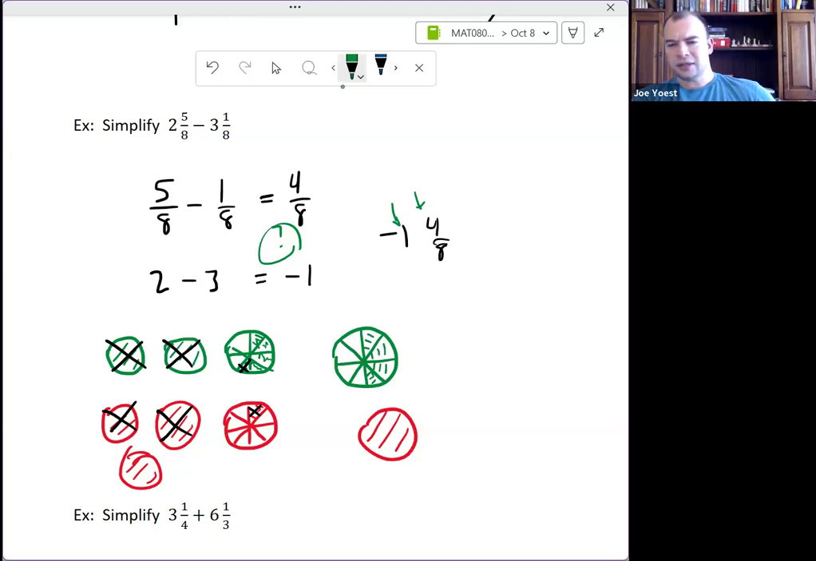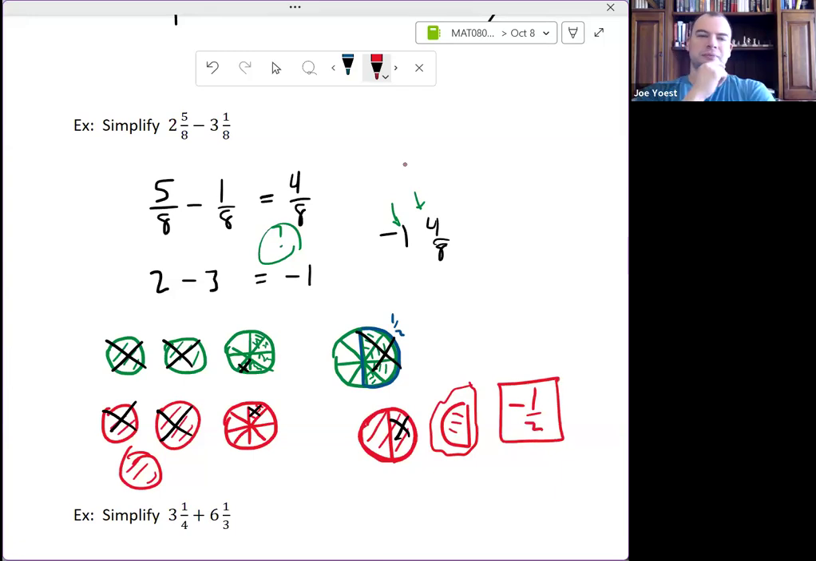Hmm. So it kind of looks like I can reinterpret those 4 green slices of size 1/8 as just 1/2. And I could split my red hole into 2 red halves. I can get rid of this green half with one of the red halves. It seems like my answer should be one red half, or -1/2 should be my answer.